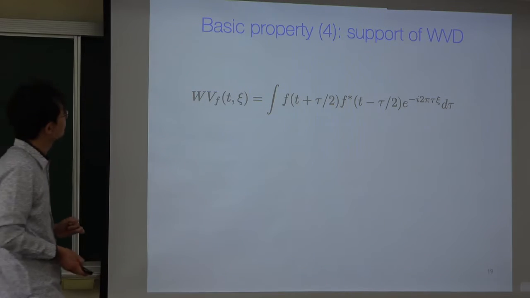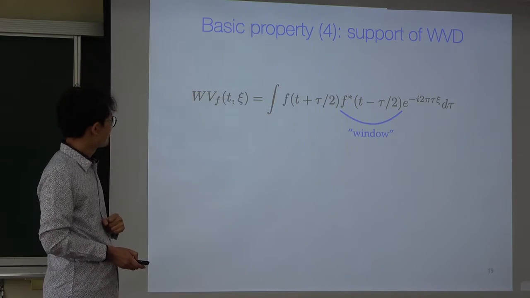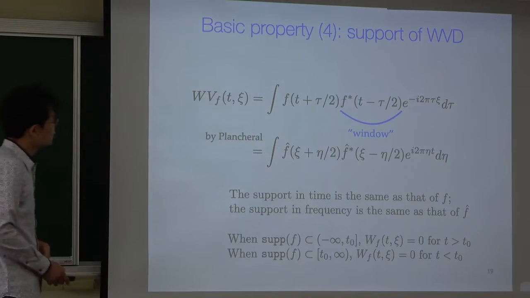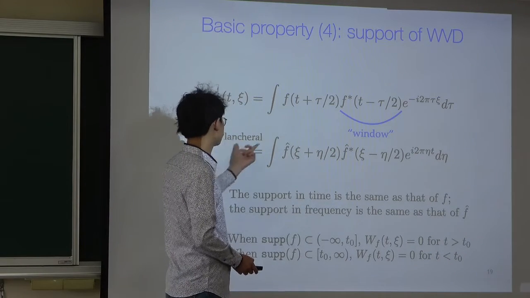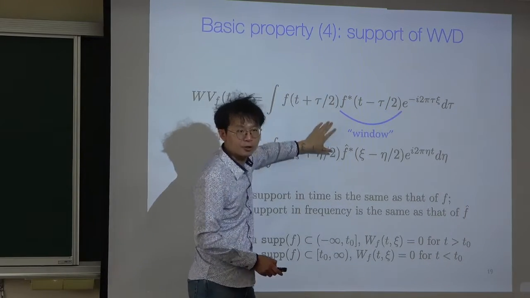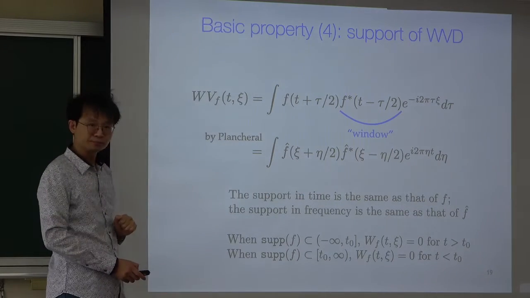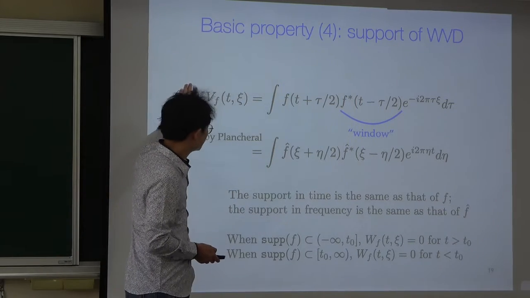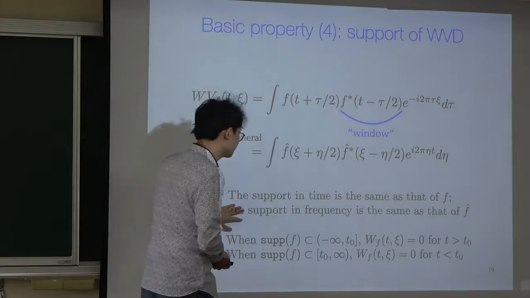And there are some more basic properties. For example, the support of the Wigner-Ville distribution. Because we view f, the function itself, as a window, you can have a differential decomposition. You have a differential theory and write everything in the frequency domain. And from these two equations, you will see that if the support of the signal in time is not a whole line, then the support of the Wigner-Ville distribution in time is the same as that of the signal. And the same fact will hold in the frequency.